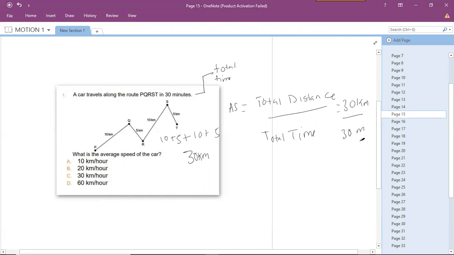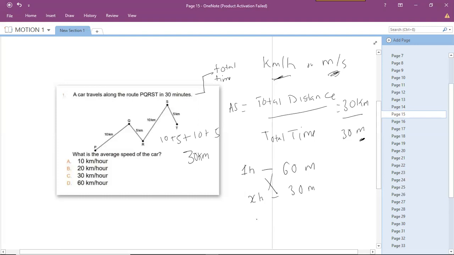But we won't use this minute. The standard SI units are kilometers per hour or meters per second. We don't use minutes. So we have to convert this time in minutes to time in hours. How do we do that? We can say 1 hour is equivalent to 60 minutes, and 30 minutes is equivalent to X hours.